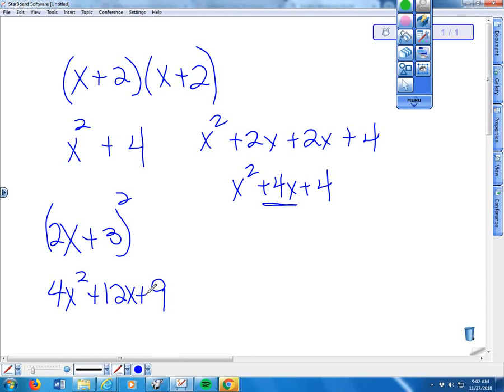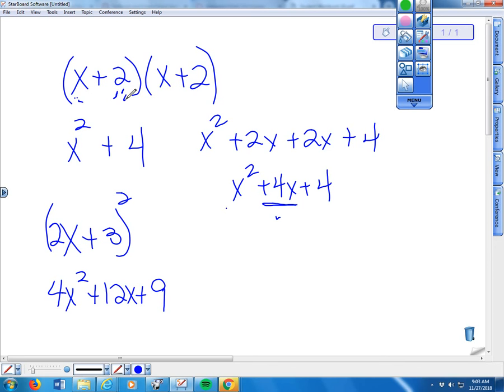Look at the rule. This times this is 2x times 2, which is 4x. So the first term is always the first term squared. The last term is always the second term squared. The middle term is always this times 2. If you can't remember, then just FOIL. But as you get into more complicated problems, not having to FOIL just saves you time. Does that make sense?